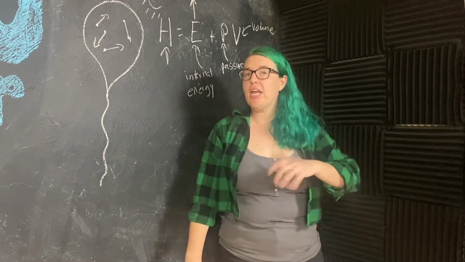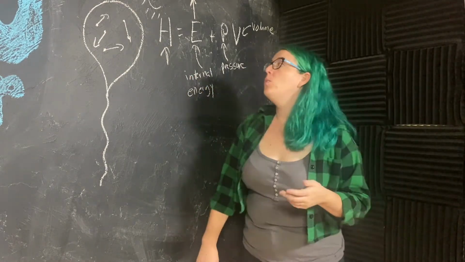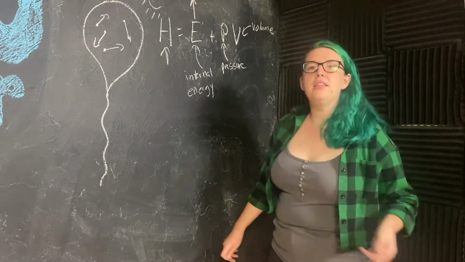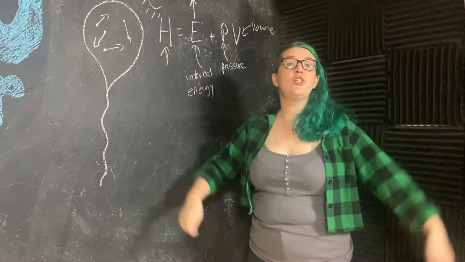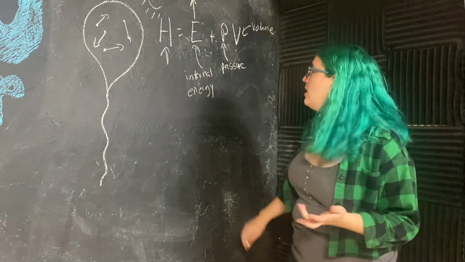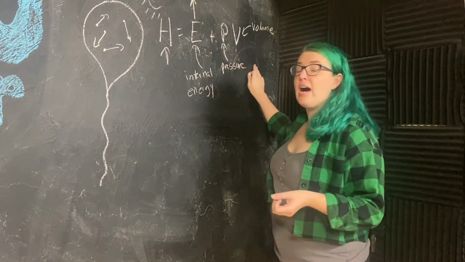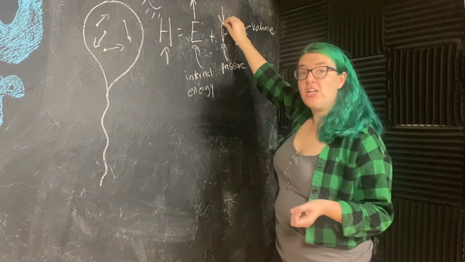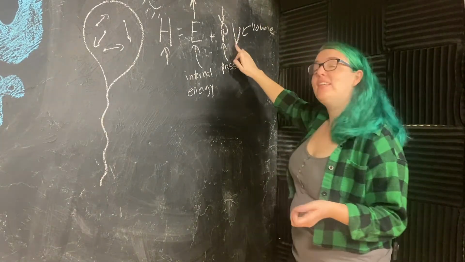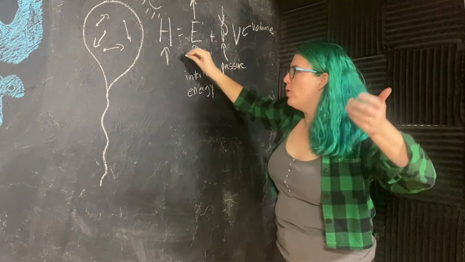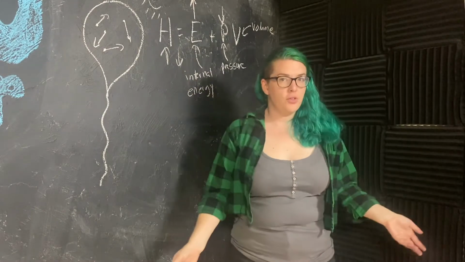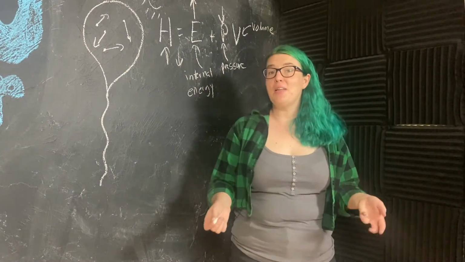Another thing I could do to change the enthalpy of this system would be, what if we lifted it really high off the ground? What if we took it all the way to the top of Mount Everest? Well, in that case, we would have dropped the pressure, we would have lowered the second term, and that would lower enthalpy. Hopefully that seems pretty simple.